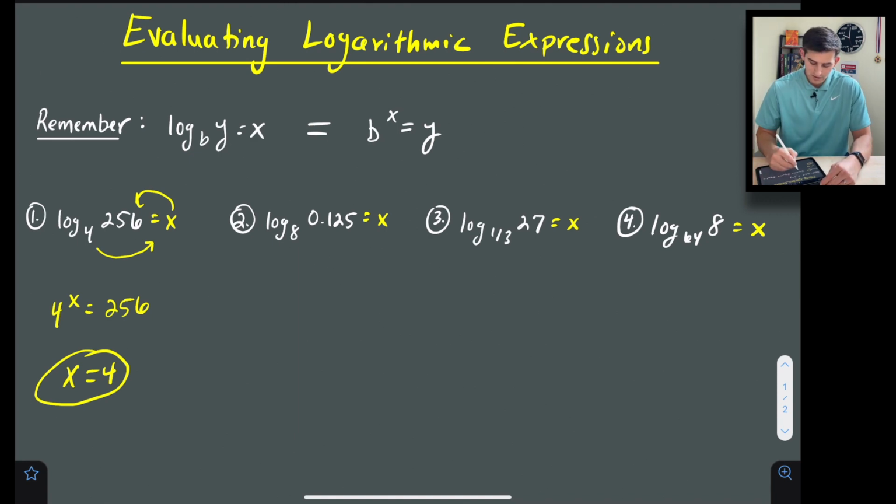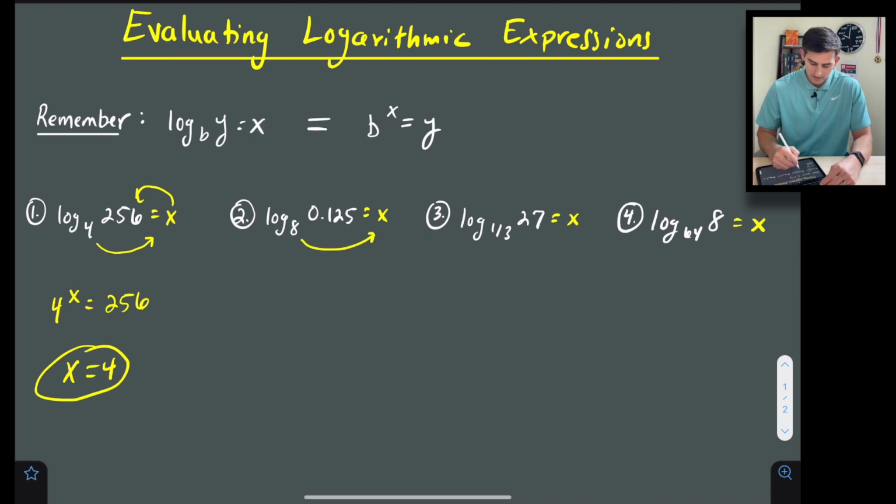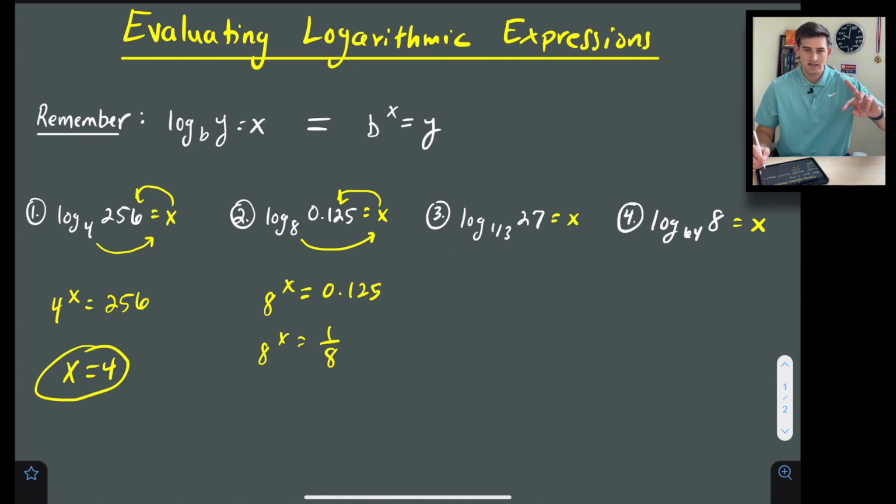For number 2, we would have 8 to the x power is equal to 0.125. Now, 0.125 as a fraction would be 1 over 8, right? So now we say, okay, how do I go from a base of 8 to 1 over 8? Well, that means my exponent needs to be negative 1, because 8 to the negative first would be just 1 over 8.